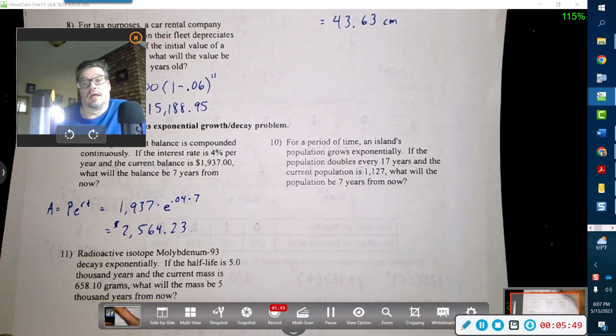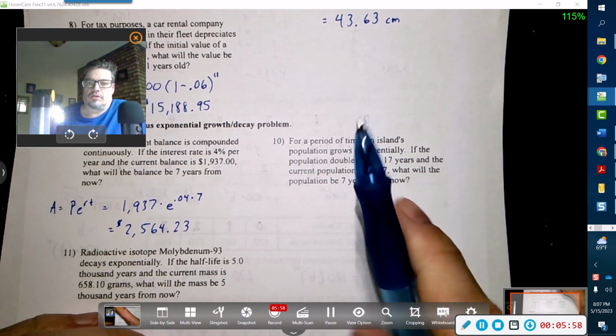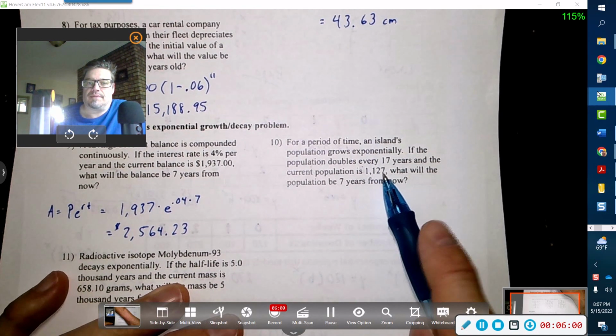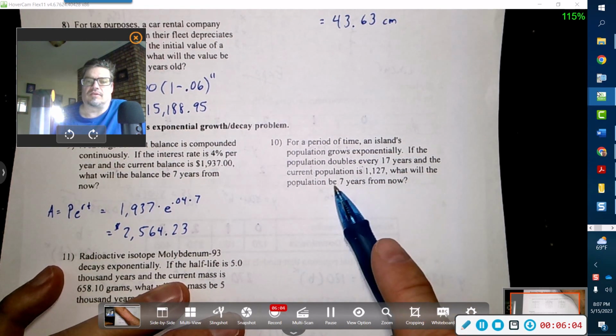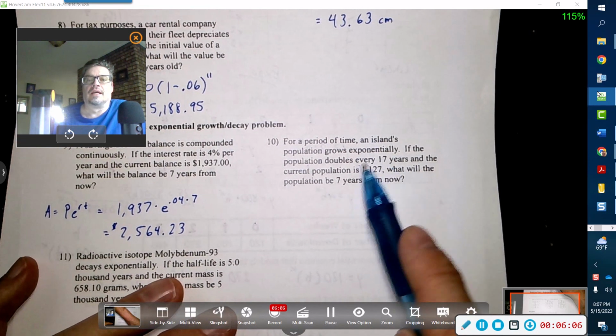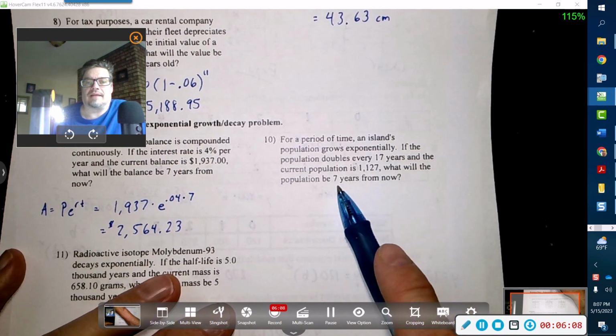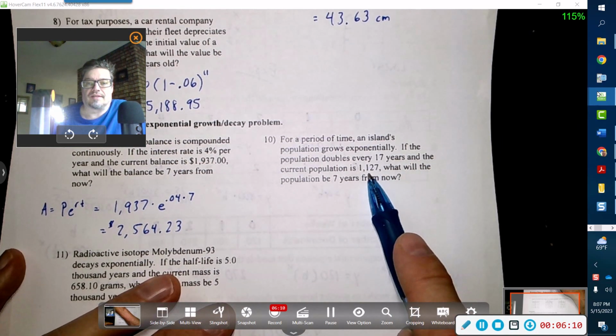Okay, so if it doubles every 17 years, that means that in 7 years it did not have enough time to double. So our answer should not be this doubled. Okay, 7 is less than 17. So we don't expect our answer to be doubled. It will be higher, obviously, but not doubled.